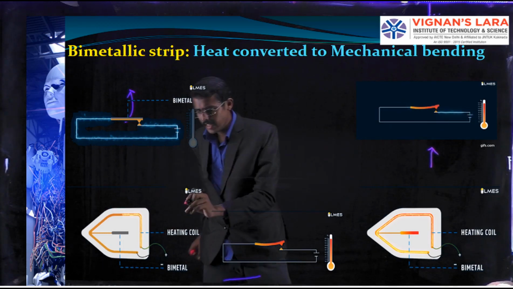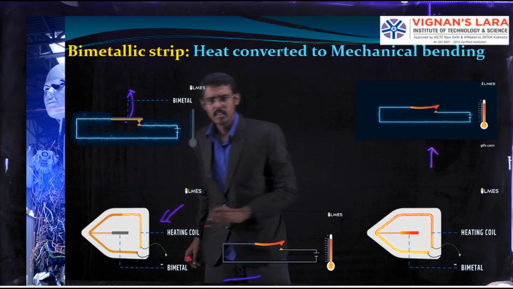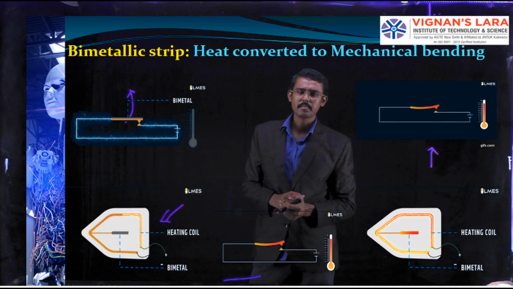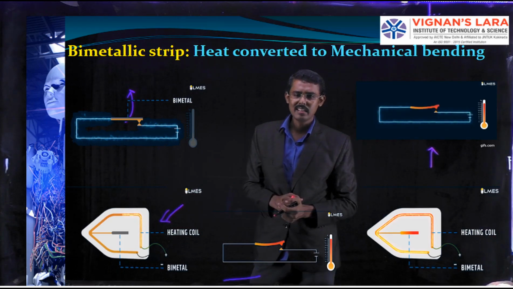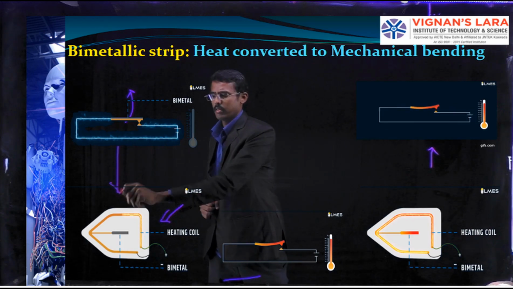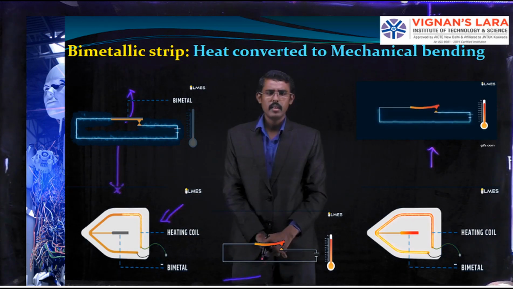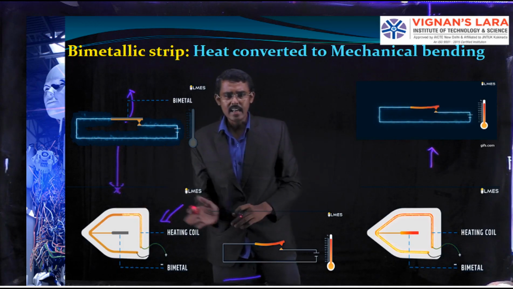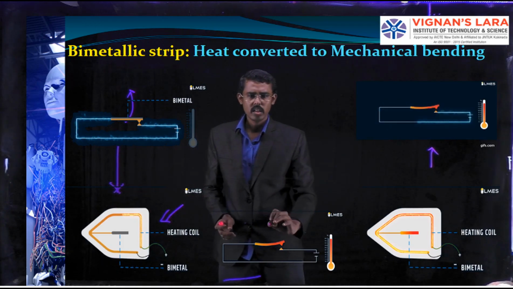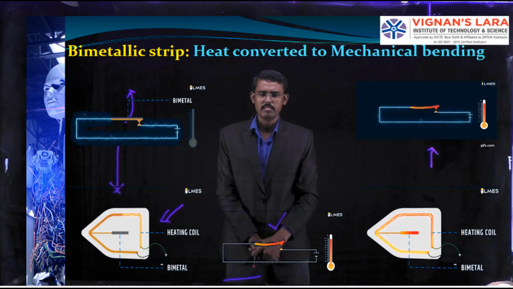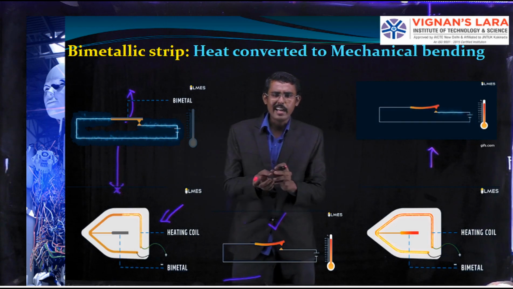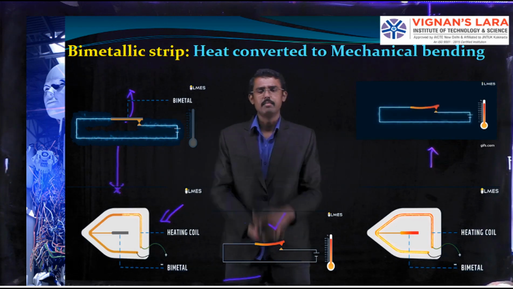What I did here, in the same iron box, I kept this bimetallic strip at the center, and then the circuit has been closed. Right? When it starts heating, it moves in the upward direction, and this connection will not be there. The iron box will not be heated.